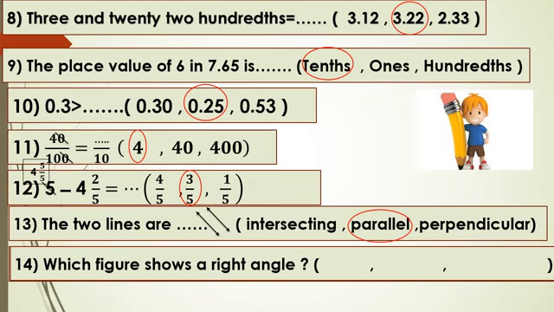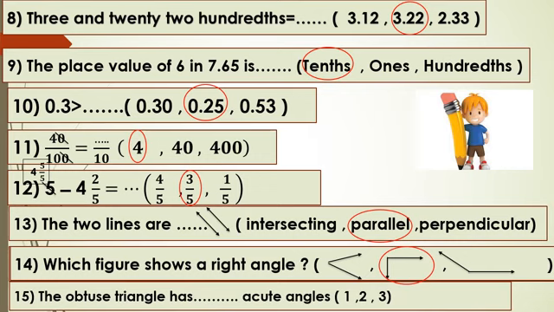Number 14. Which figure shows a right angle? The first one, or the second one, or the third one? First, what is the meaning of right angle? It's an angle that measures 90 degrees. So we choose the second one. This angle is called a right angle. It measures 90 degrees.